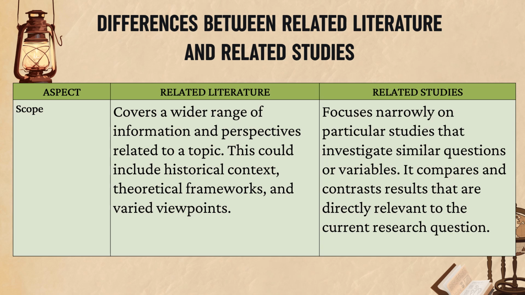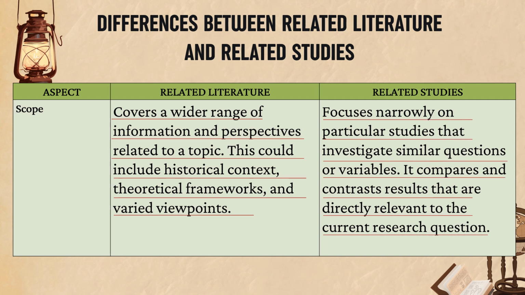By scope, related literature covers a wider range of information and perspectives related to a topic. This could include historical context, theoretical frameworks, and varied viewpoints. This information helps you understand your topic better. While related studies focus narrowly on particular studies that investigate similar questions or variables. It compares and contrasts results that are directly relevant to the current research question. Related studies often compare different experiments. This helps you see what worked and what didn't.